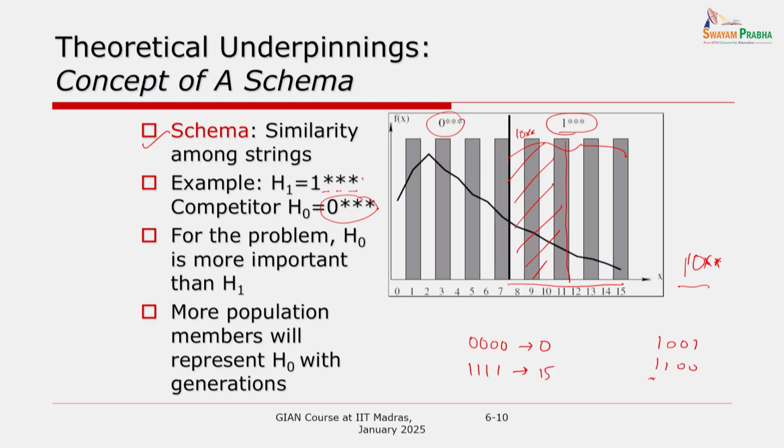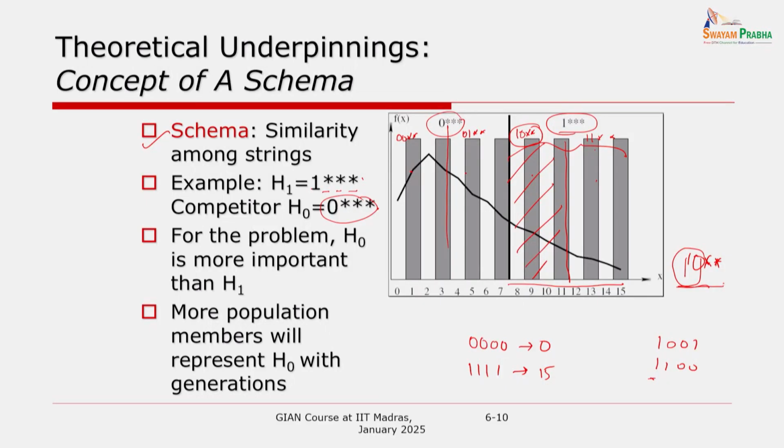What are his competitors? This one, 1, 1, star, star. Is that all? No, there are 2 more. 0, 0, star, star, 0, 1, star, star. Because with these 2 bits, I can have 4 options. So these are the 4 regions. Okay, same width, 4 regions are 4 different schema. When you say this one, its competitors are these. What do we mean by competitor?